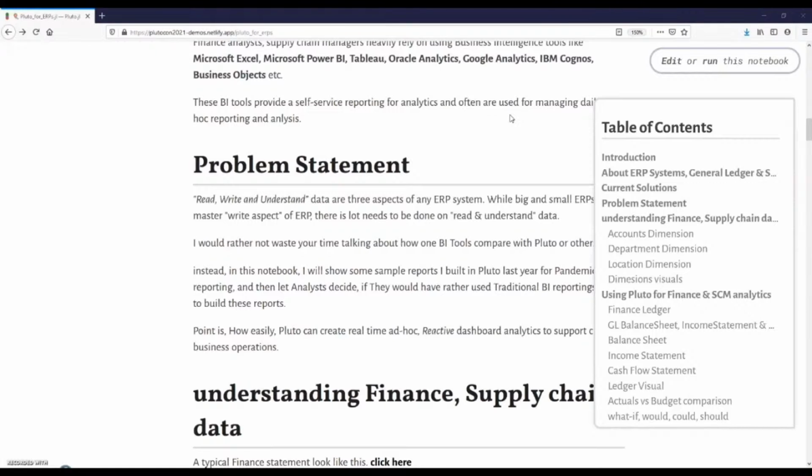And there are three aspects for any data: read, write, and understand. ERP systems are very, very good at writing the data. That means they have built a very good quality transaction system which can capture any record, almost on any device. For example, you go to Walmart or Target or any other store, and they have registers which can capture all your transactions. So the writing part is very, very good.